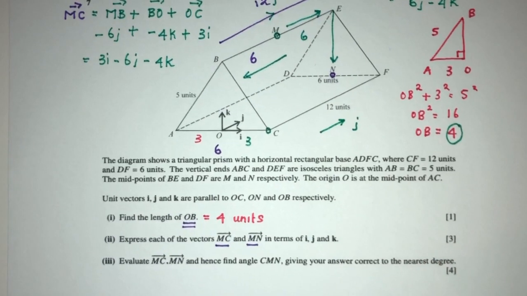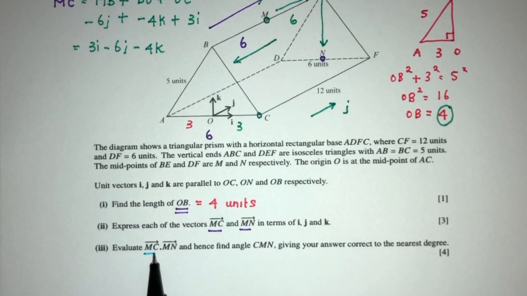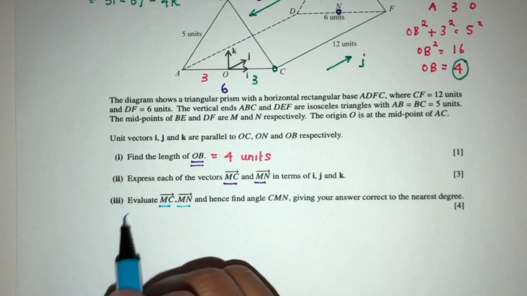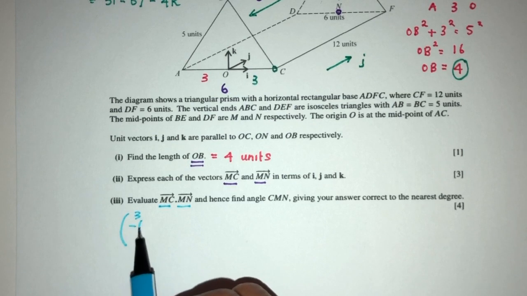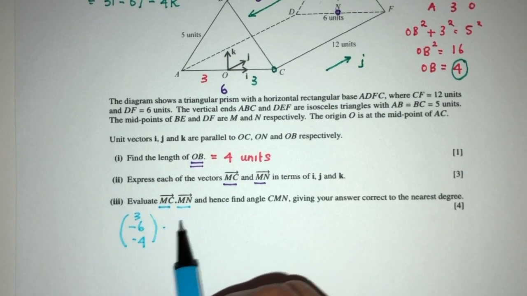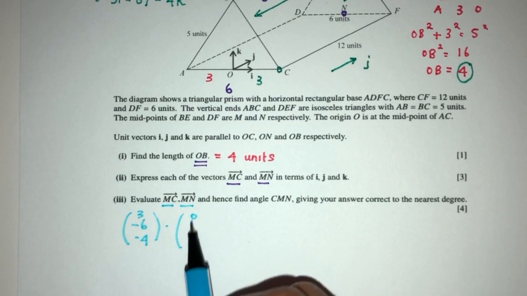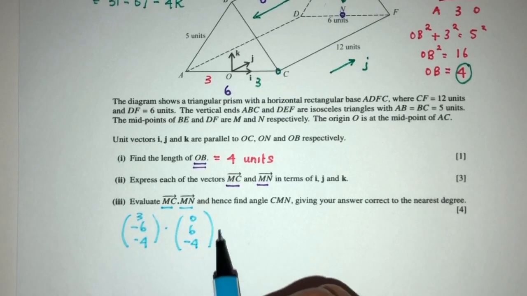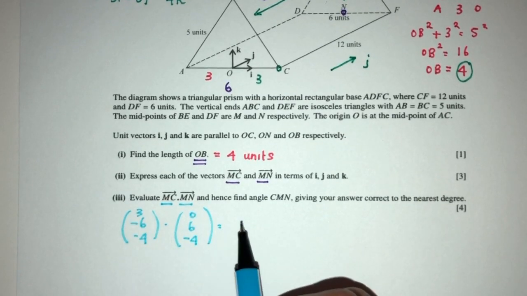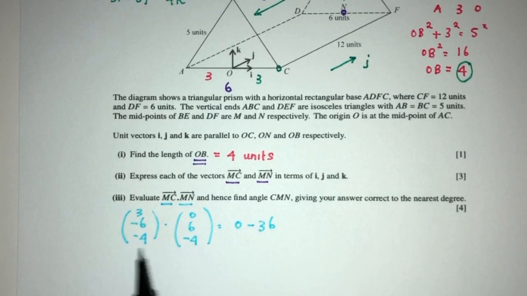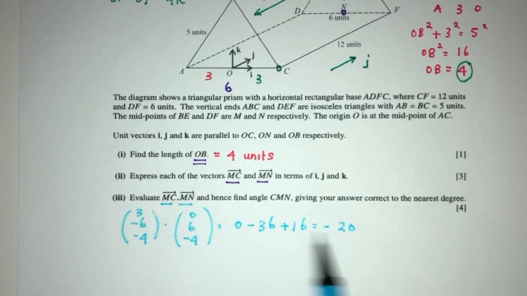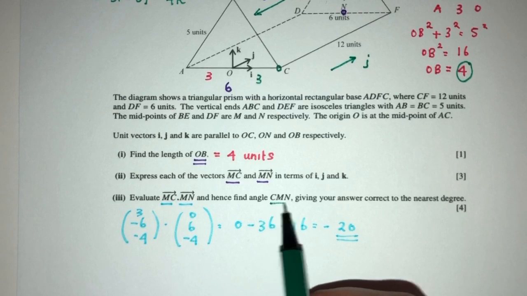Now for part 3, we have to evaluate this dot product. So pretty easy. MC was found to be what? 3, minus 6 and minus 4, dot MN, that is 0, 6 and minus 4. That will give you 3 times 0 is 0, minus 6 times 6 will be minus 36, and this will give you plus 16. That will give you minus 20 for the value of this dot product. Now using this, hence we have to find the angle CMN.